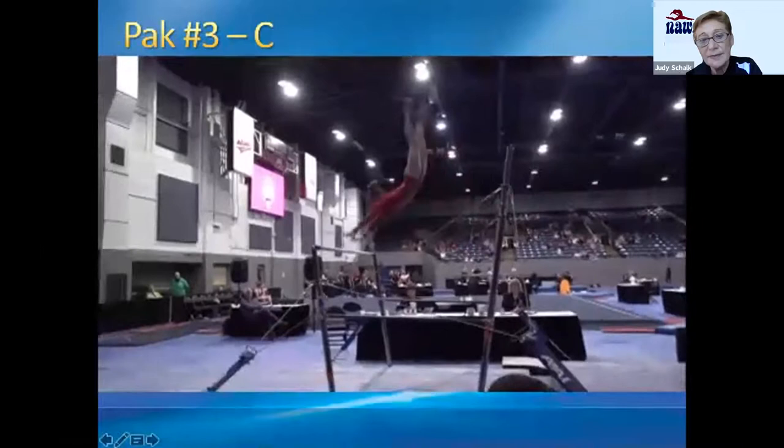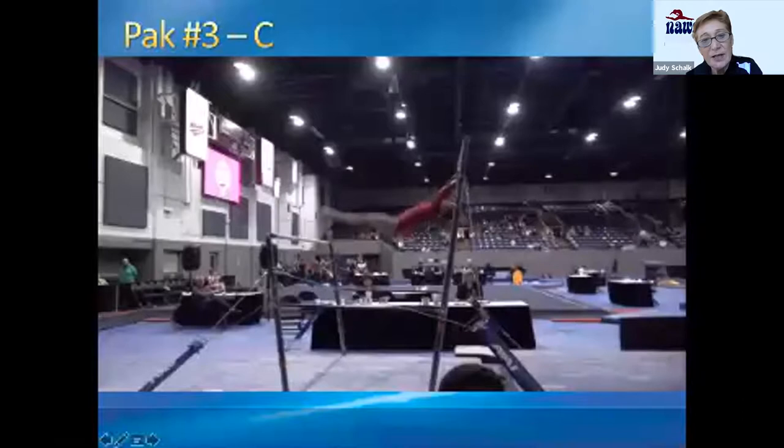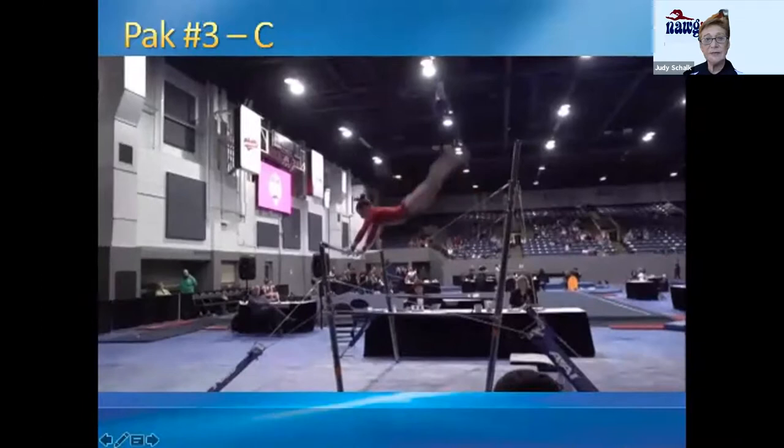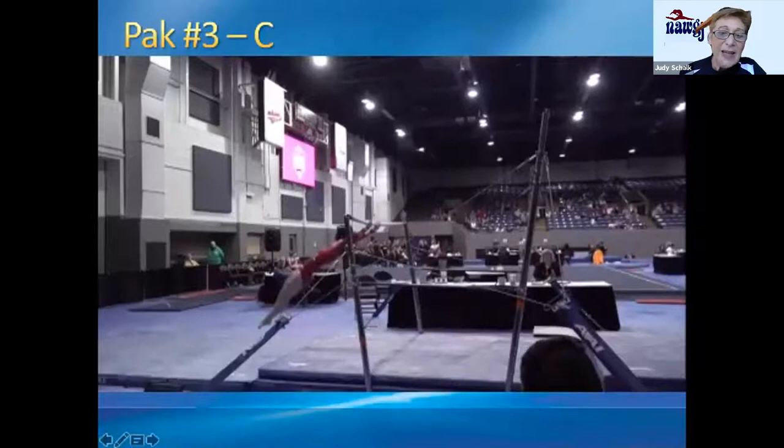Head is out too early on the tap. Extreme arch, loose body, legs apart, over rotation, no clear support, bent arms. And you see, I called that no clear support. She's below 45 degrees. Beyond there, I'm calling it a hang. She doesn't have any control at that point.